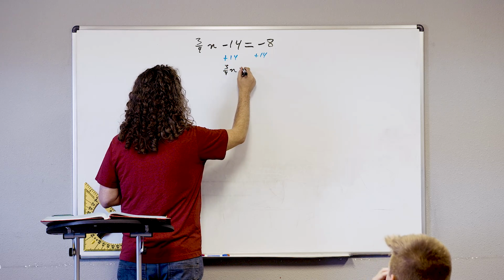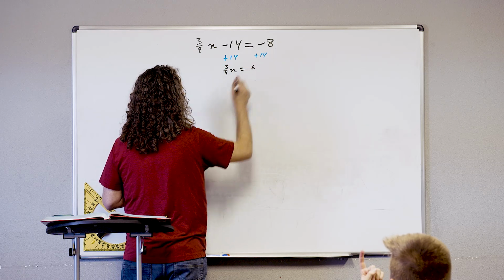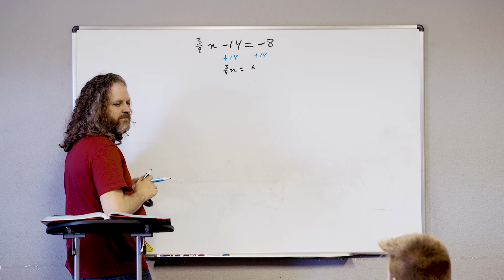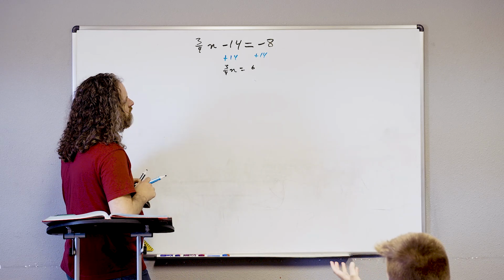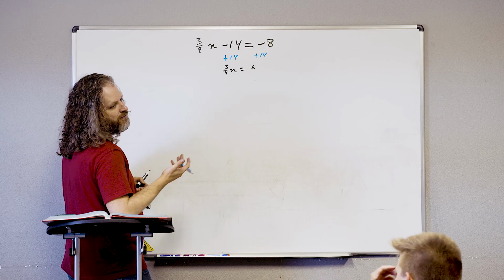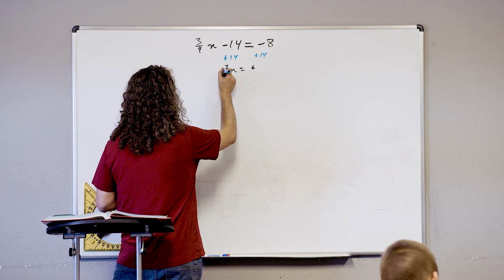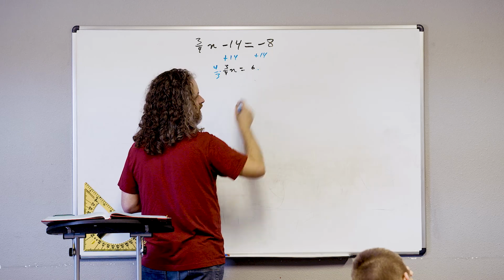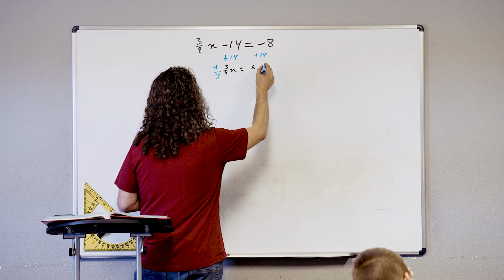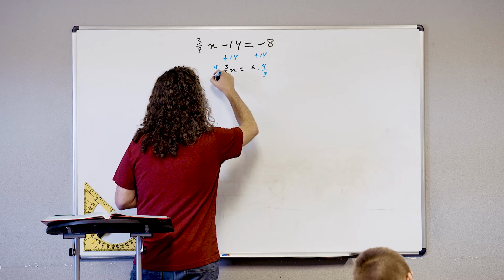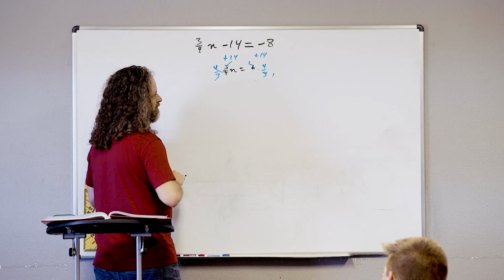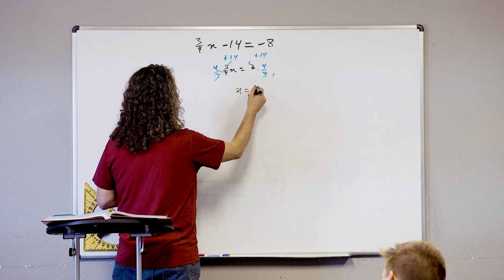3/4 n equals positive 6. How do we get rid of the 3/4? Divide by 3/4, and when we divide by fractions, we multiply by the reciprocal. What's a vertice? A corner. Corner? Okay, just making sure. N equals 8.